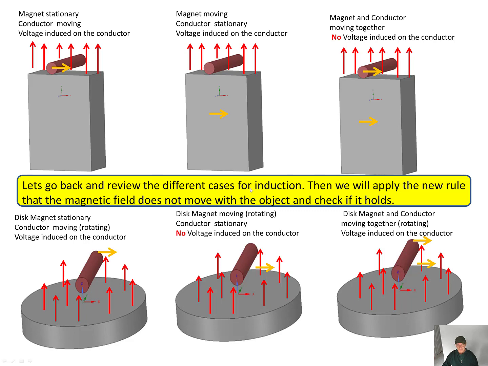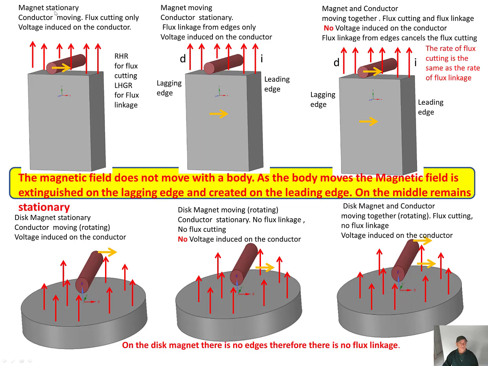So let's go back and review the difference between cases for induction. Then we apply the new rule that the magnetic field does not move with the object and check if it holds. Now, magnet stationary, conductor moving. Flux cutting only, voltage induced on the conductor. Right hand rule for flux cutting, left hand grip rule for flux linkage. Magnet moving, conductor stationary. The flux linkage from the edges only. So in this case, you have the flux decreasing here and flux being created here, and voltage induced on the conductor.